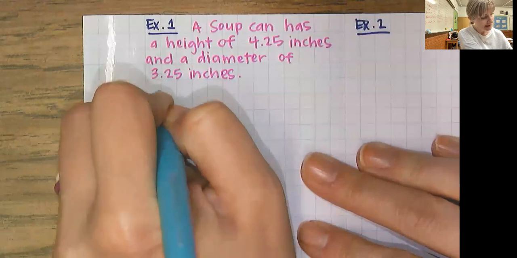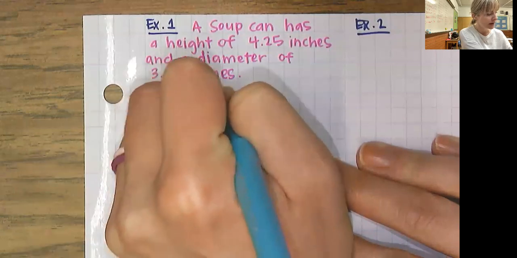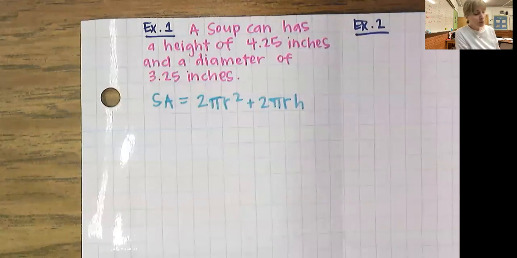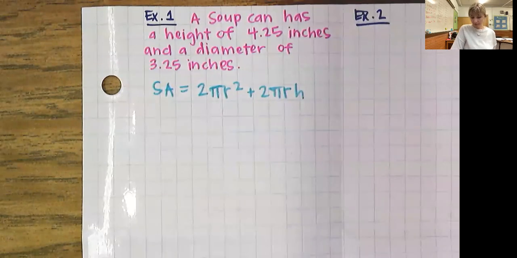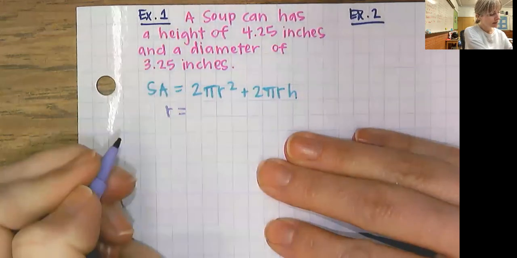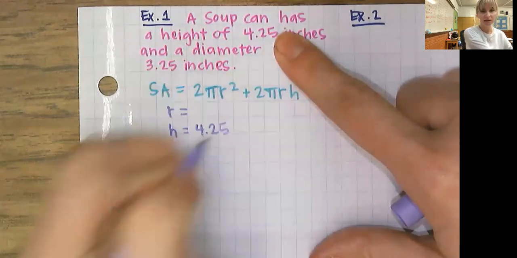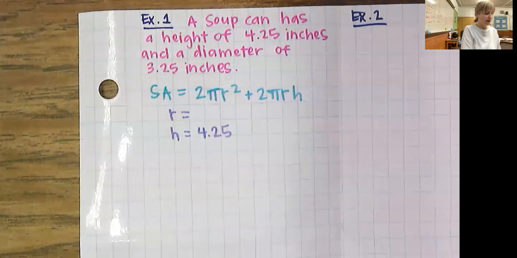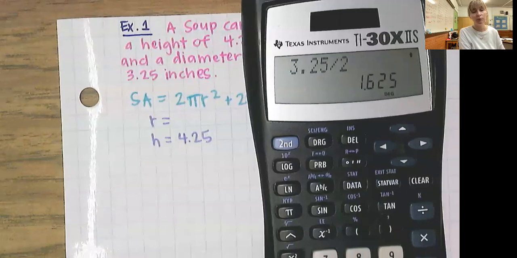So I'm going to write SA equals, because I know this is a cylinder. I know the formula is 2 pi r squared plus 2 pi r h. That's what we learned yesterday. That means in order to find the surface area of the soup can, all I need is R and H. Can you find those things from that story? Well, R and H. A height of 4.25. That's going to be the height of the cylinder. The height of the can is the distance between the circles. Ooh, this tells me diameter of 3.25. That means I need to go 3.25 divided by 2, and that means the radius is 1.625.